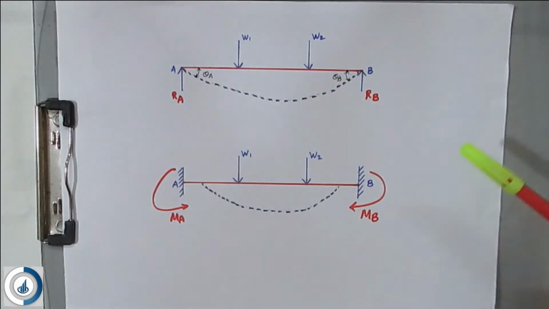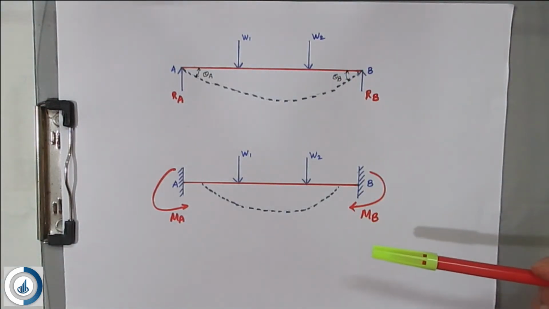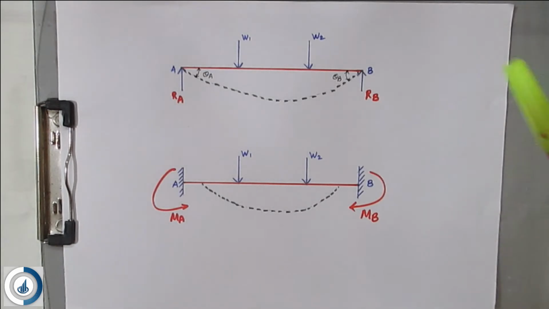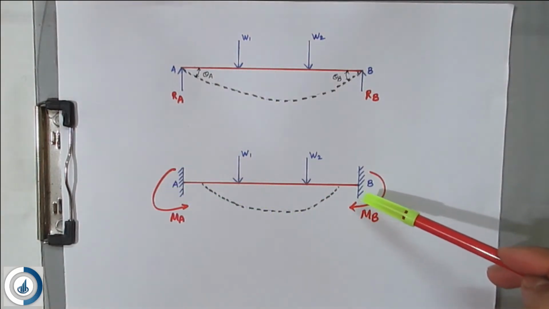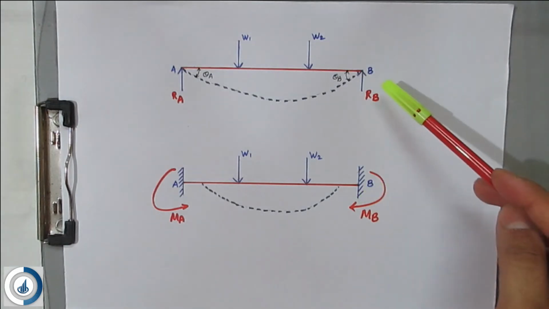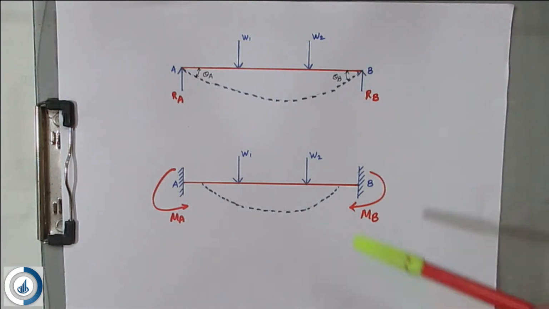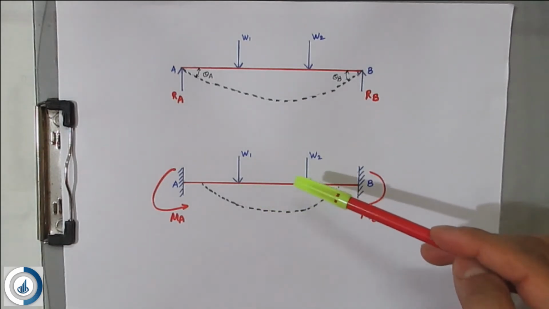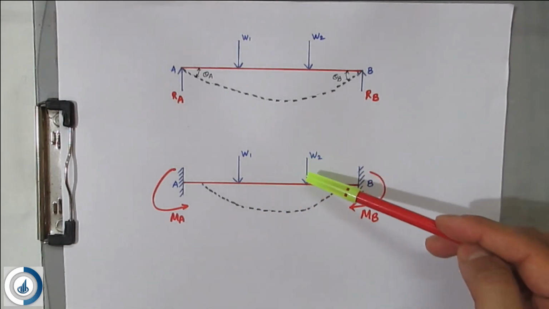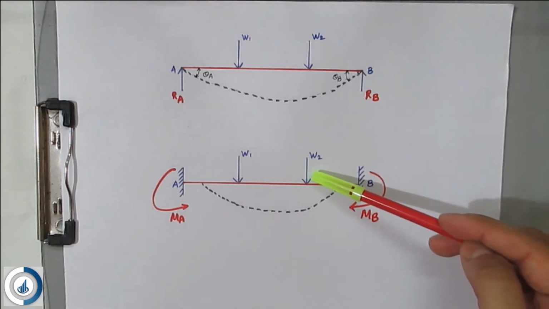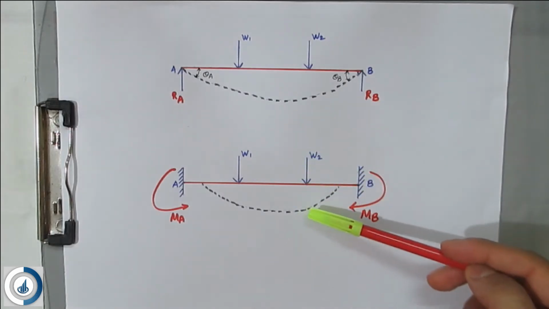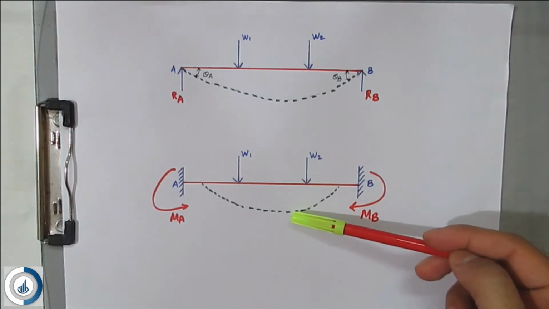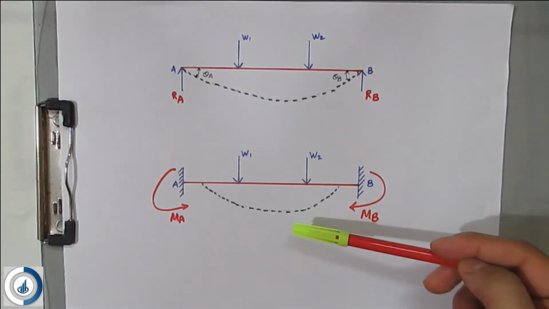Next, the figure I have drawn here, where you can find the basic difference: the ends A and B are fixed. This is the first difference. That's why it is known as a fixed beam, and this was the simply supported beam. Again the same loading conditions are placed here, point load W1 and another point load of magnitude W2. If you see carefully, this bending pattern and that bending pattern have a small difference.